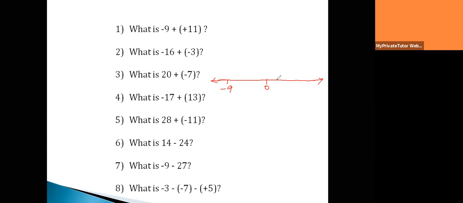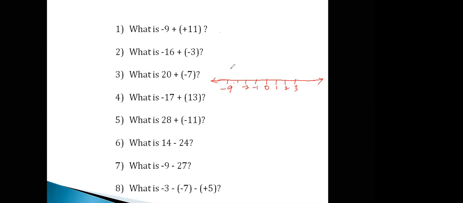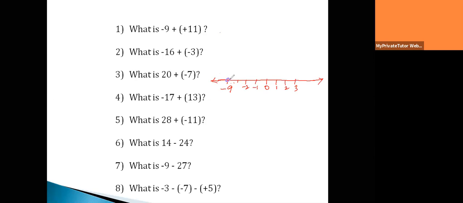And let's say 1, 2, 3. Anyone want to try this question? Sir, it will be 2. Okay. See, -9 is the original number. Plus 11, in a sense, we are going to move 11 units towards the right. So -8, -7, it goes up 11 times. So we'll get the answer as 2.